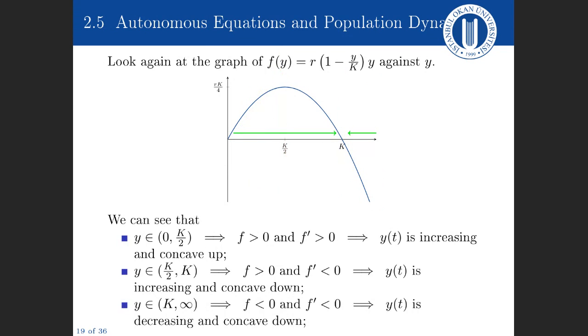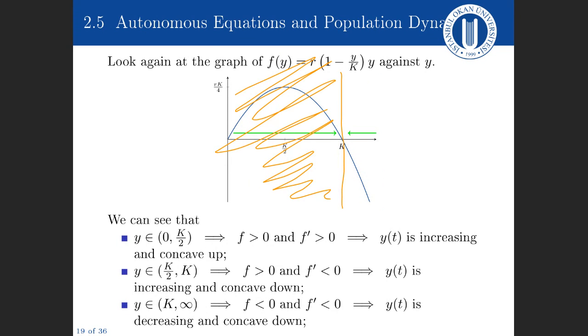And then finally, we can look at the right part of the graph. f is negative and f prime is negative. That means y is decreasing. Negative multiplied by negative is positive. So we must be concave up.